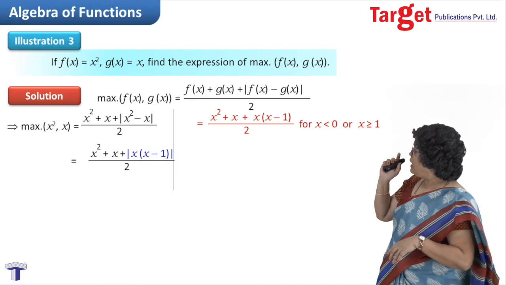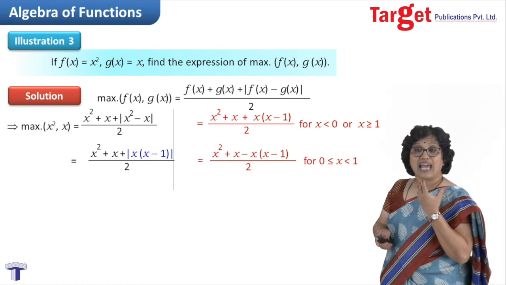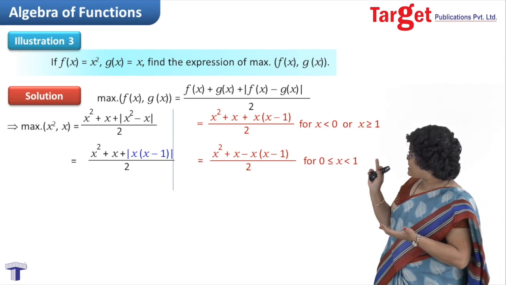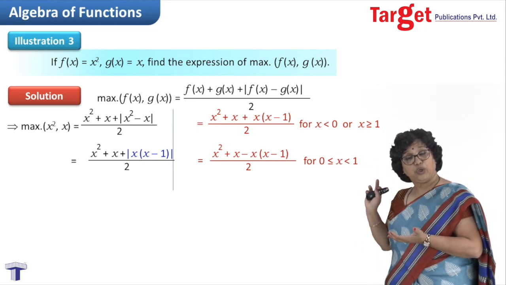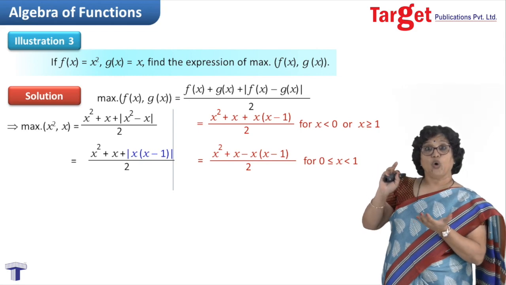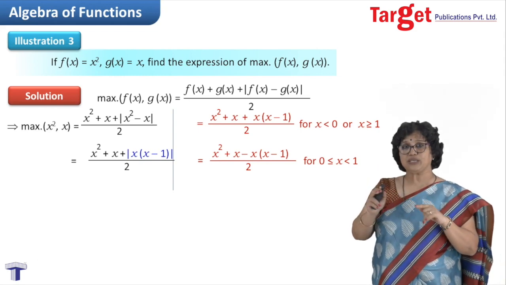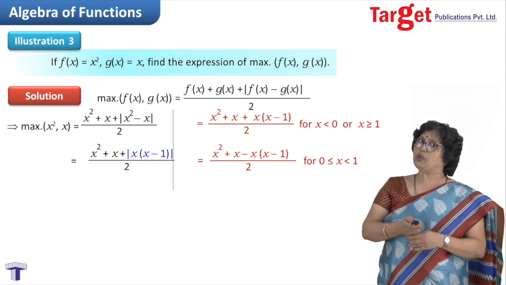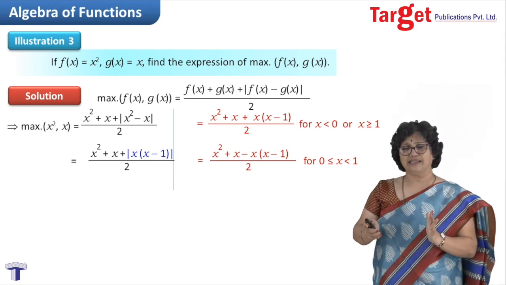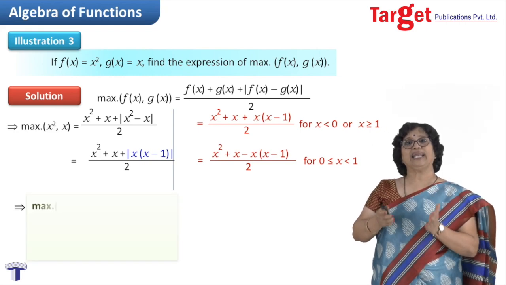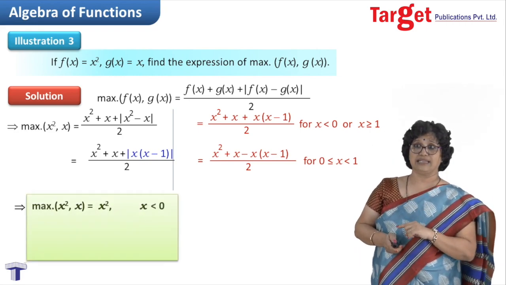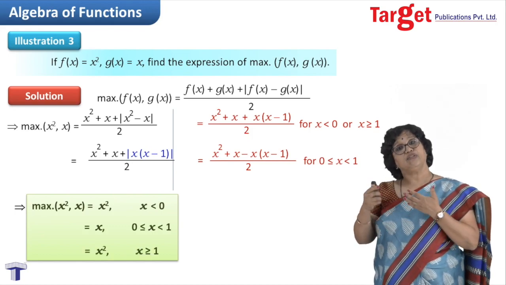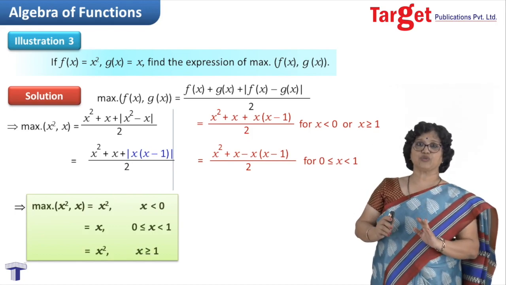And in the interval 0 to 1, I will get the answer for the maximum of x square and x as x square plus x minus x into x minus 1, whole divided by 2. Now when you simplify that, x square and x square will get cancelled and you will get 2x upon 2. So let us rewrite finally as the answer. Maximum of x square and x is x square when x is less than 0. Between 0 and 1 it is x, and for x greater or equal to 1 it is x square.